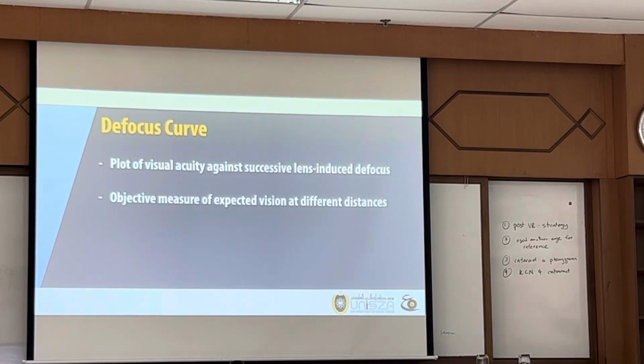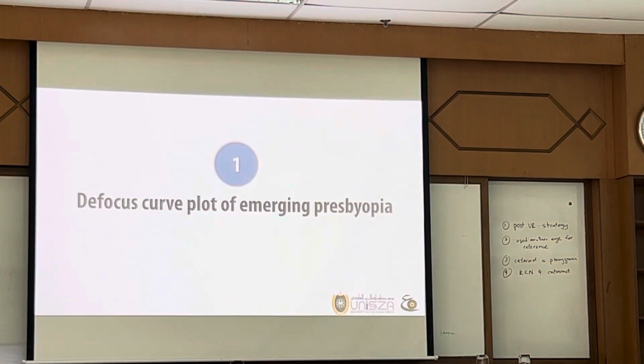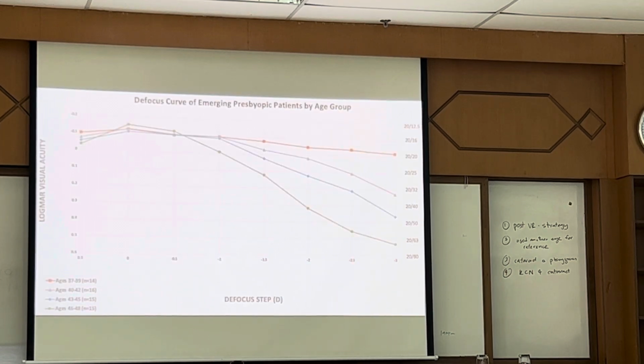As we explained just now, it is a plot of visual acuity against successive lens-induced defocus. Basically, this is the summary of what I talked about. By doing that, we objectively measure the expected vision at different distances by simulating the distance with a minus lens test. So let's put on the defocus curve. Can anyone interpret this defocus curve now?